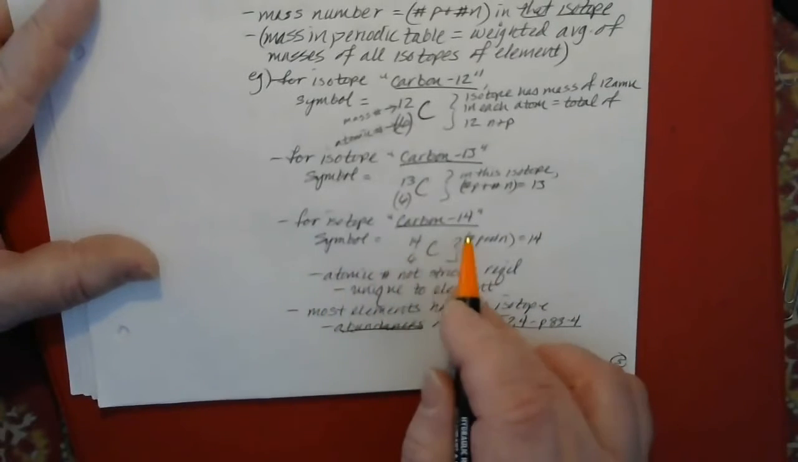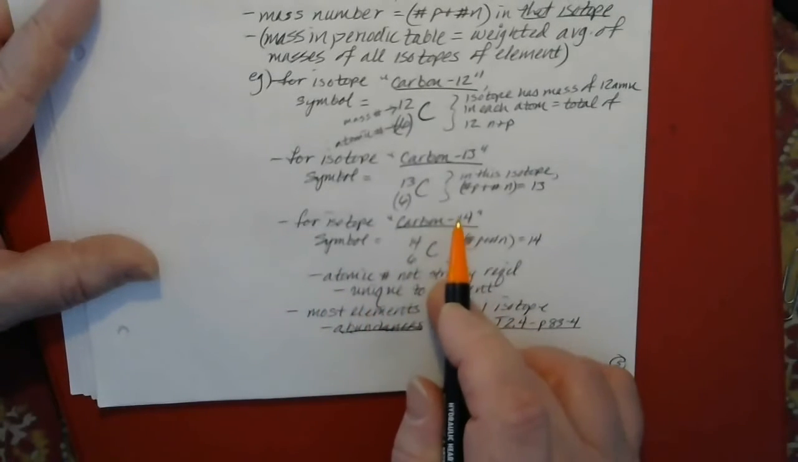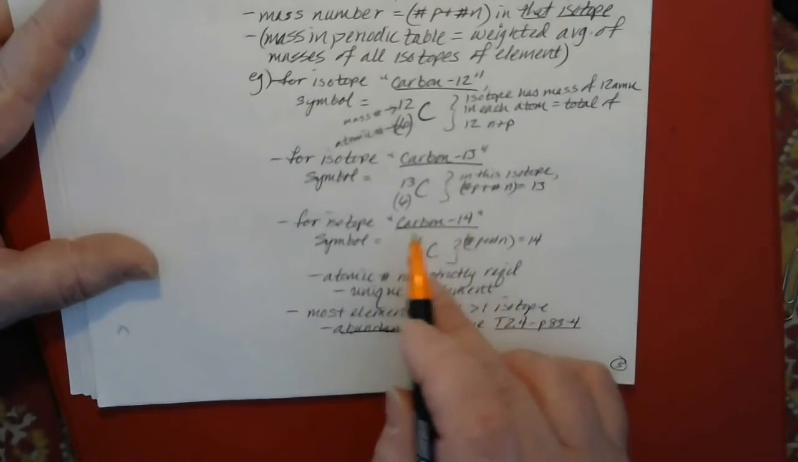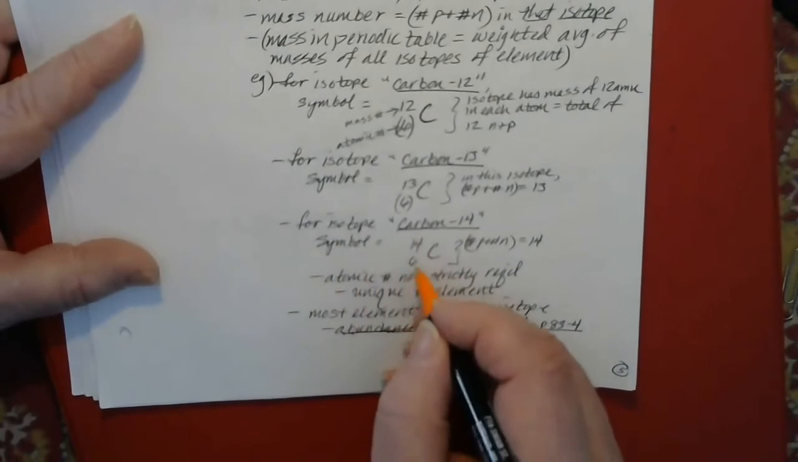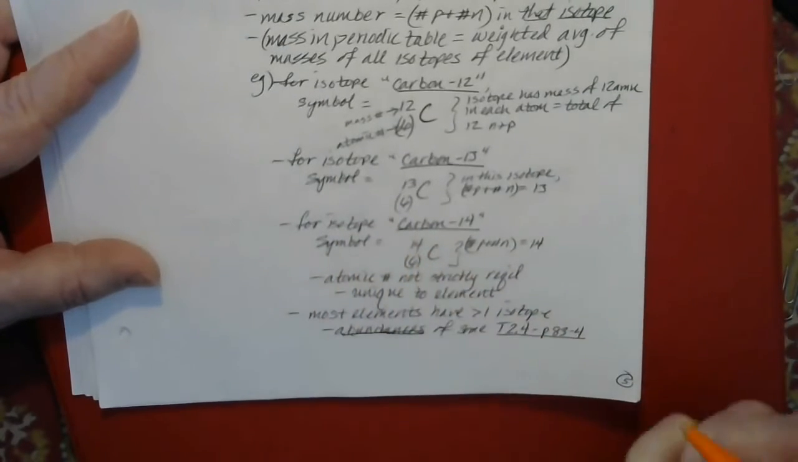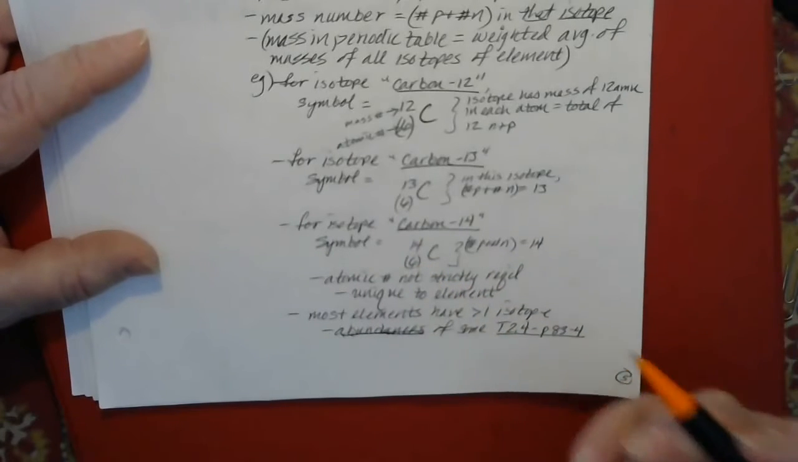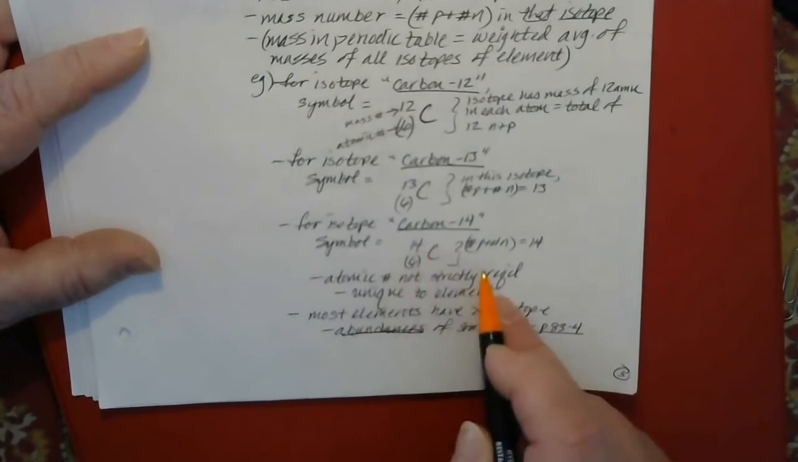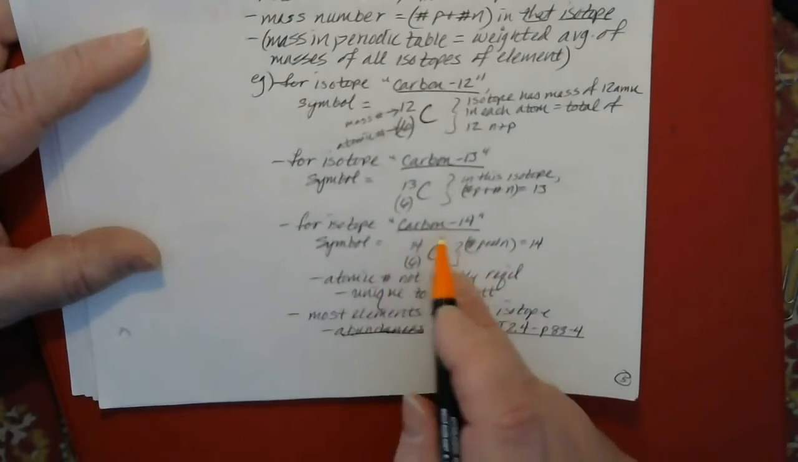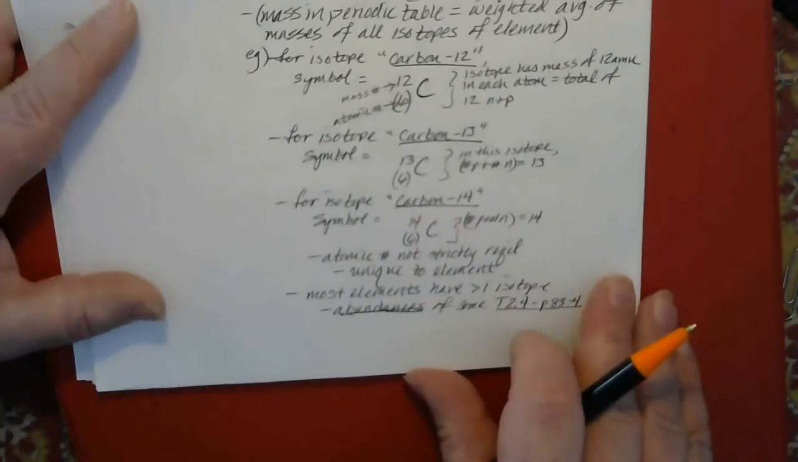And then also there's carbon-14. This is the isotope that's used for radioactive dating of archaeological objects. And the symbol for that would be 14/6C. But again, the 6 might not be there. And that means that this isotope has a total of 14 protons and neutrons. And so it has a mass number of 14.